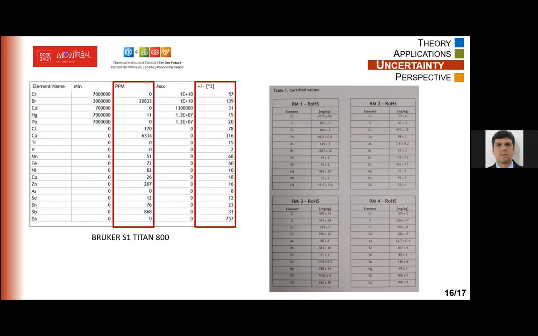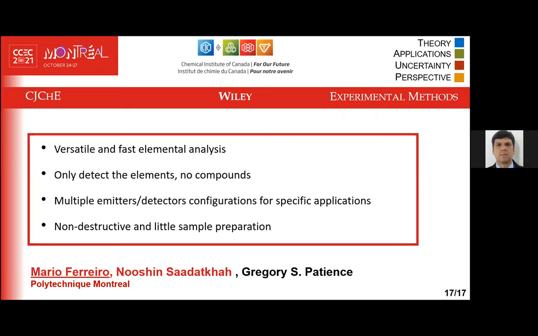Just to summarize, it's a versatile and fast elemental analysis. It only detects elements, no compounds or molecules like FTIR or other techniques. The manufacturers give you many options to combine different detectors and different emitters. There are some that even use gamma rays, and many ways to excite the fluorescence. If you have a very specific application, it can be done for your application. But in general, you can have an XRF and analyze all the samples you want.